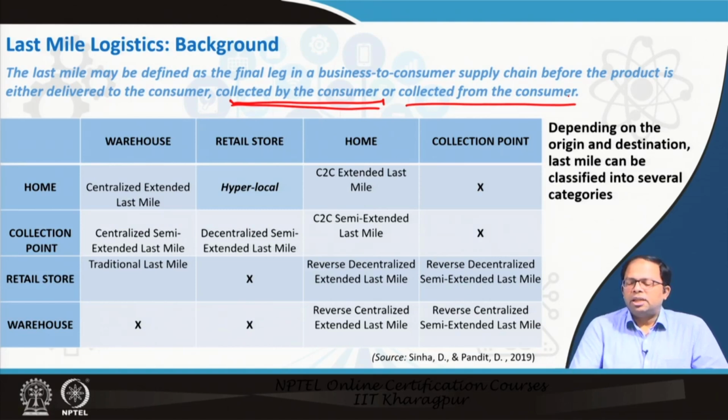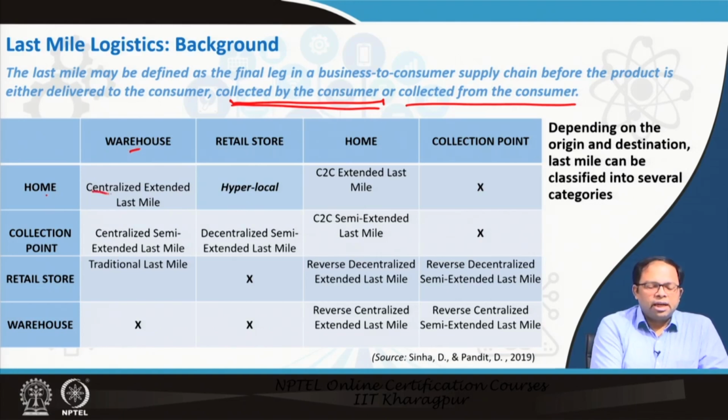Depending on the origin and destination, last mile could be classified into several categories. This categorization has been done by myself and one of my research scholars. If I start with a warehouse, I can obviously go to home to deliver. So, this is the centralized extended last mile. And if I go from a retail store, I can also deliver to home. That is called hyperlocal. And from home, I can also deliver to another home.